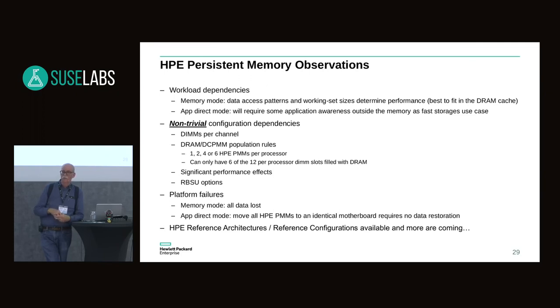I've driven it home probably real hard about the cache on memory mode. But when it comes to dealing with persistent memory, there are some issues. It really is different, and so there's a non-trivial amount of configuration considerations that you have to go through. You don't just buy a ton of it and put it in. You have to really consider the ratio of persistent memory to DRAM. You have to worry about where things are plugged in. You have to worry about how you configure it, in a number of RBSU settings. So anyway, it's complicated, and so there's a number of things you have to worry about at configuration time that you really didn't have to worry about otherwise.